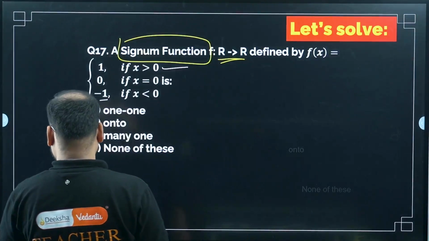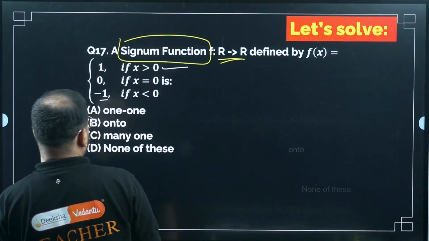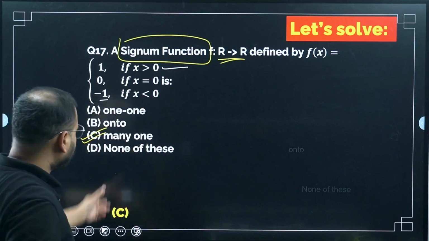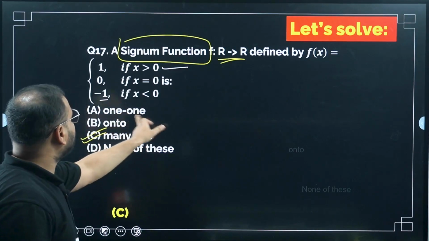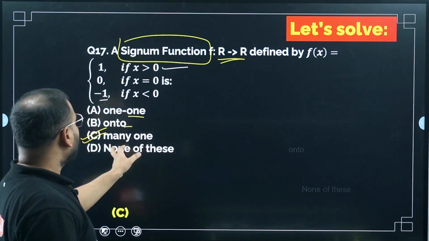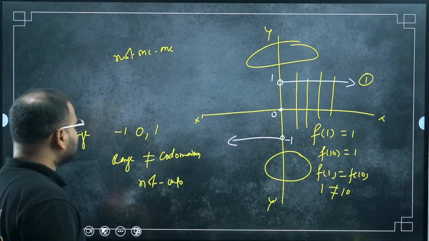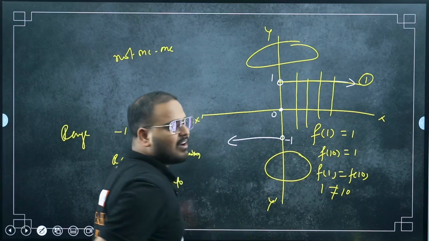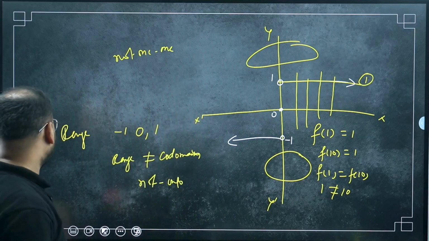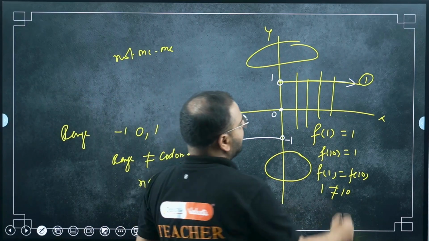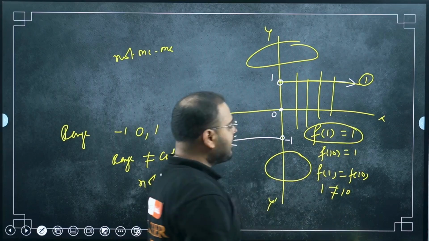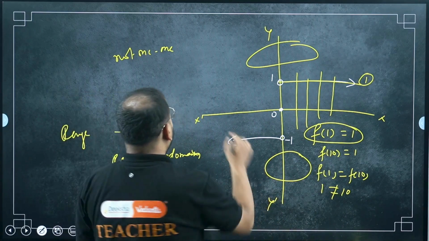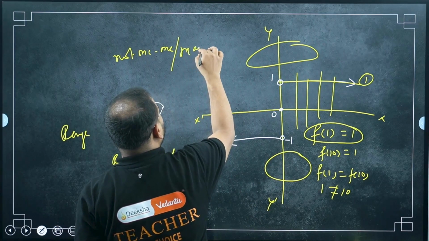What is the answer? C. Check here: it's many-one. The options are not given as not one-one, one-two. So it is not one-one, and one-two is not there. Many-one it can be. Why many-one? Because if you draw a line overlapping this, it intersects the graph at multiple points. This condition is also valid for many-one: f(1) is 1, f(10) is 1, whereas 1 is not equal to 10. So not one-one means many-one.